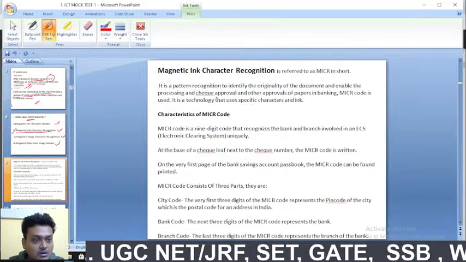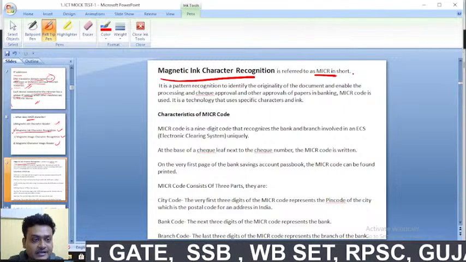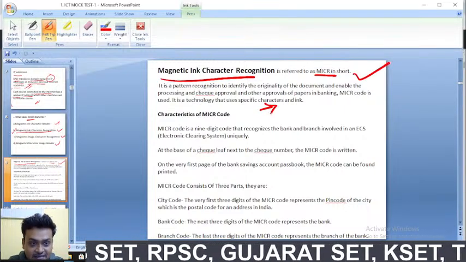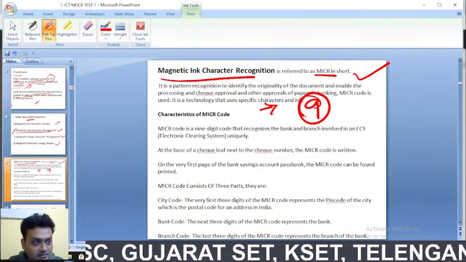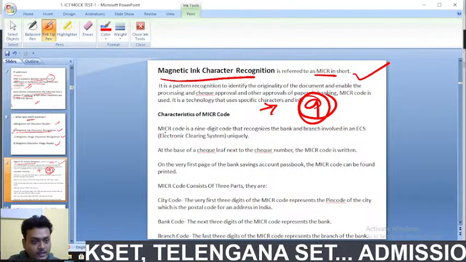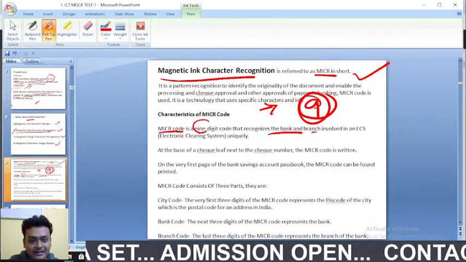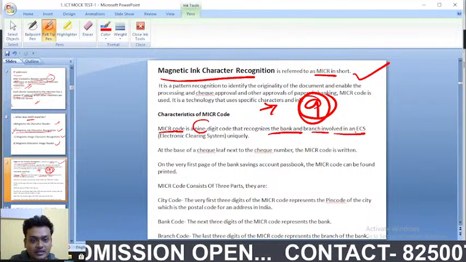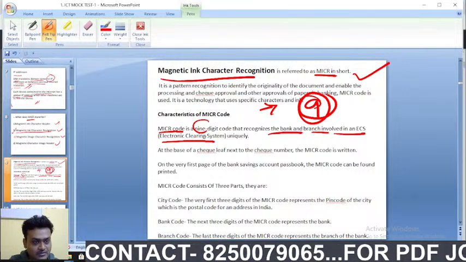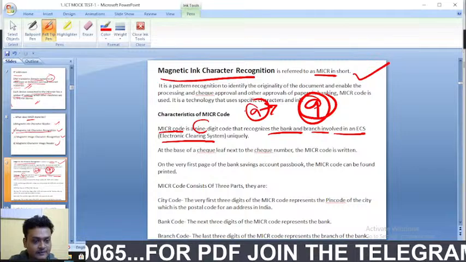Chalo. So magnetic ink character recognition is referred to as MICR in short. इसमें कितना डिजिट रहता है? 9 डिजिट रहता है. MICR code is a 9-digit code that recognizes the bank and the branch involved in an ECS, that is electronic clearing system. याद रखना, MICR में 9-digit code रहता है. ठीक है, चलो.